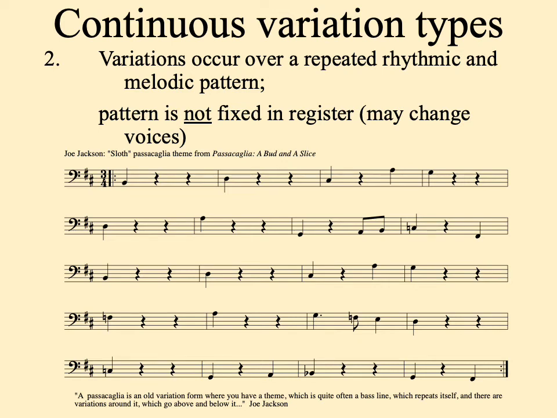In fact, one thing I've kept at the bottom of the page, you can see, is Joe Jackson's actual definition of a Passacaglia. A Passacaglia is an old variation form where you have a theme, which is quite often a bass line, which repeats itself, and there are variations around it which go above and below it. Now, that's not the only way a Passacaglia can happen, but that's the way Joe Jackson made one happen, that's the way Bach made one happen. Let's look at that third variation type now.